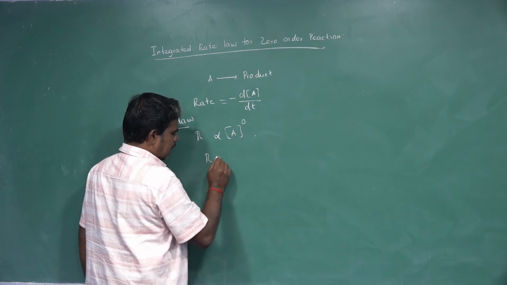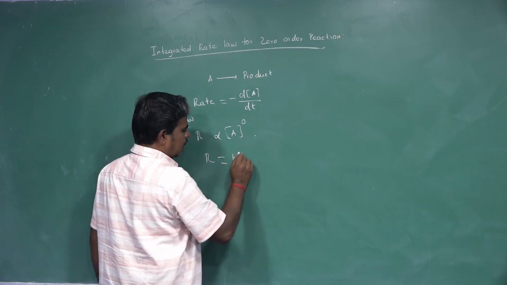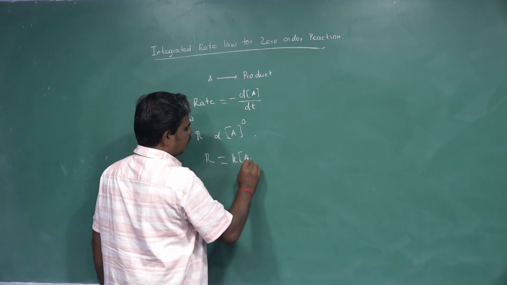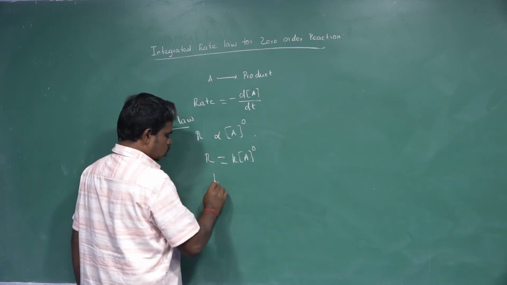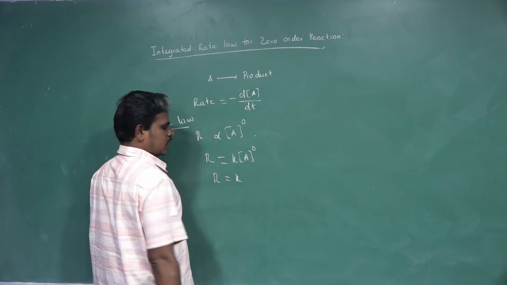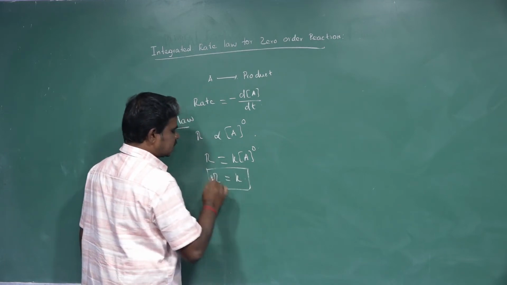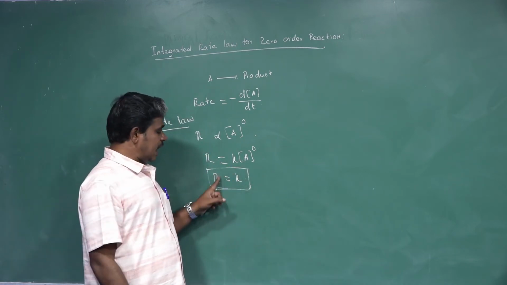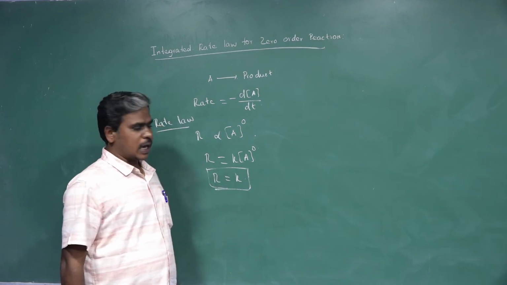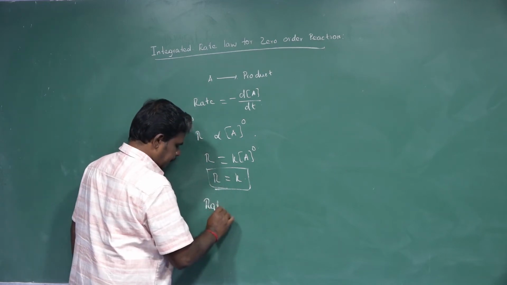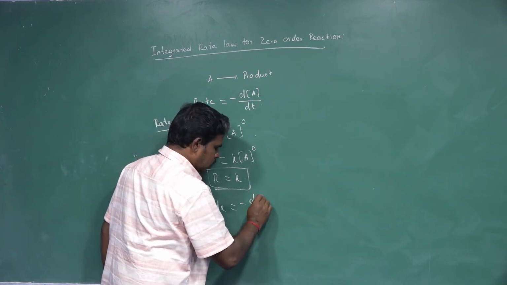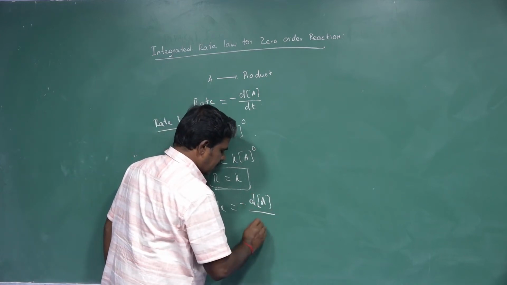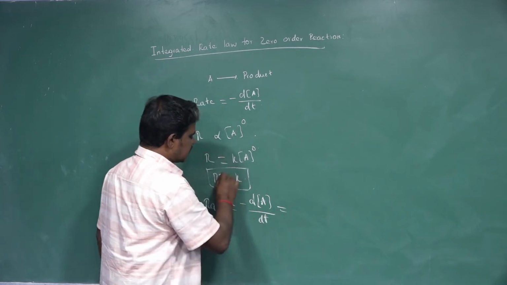So here rate is equal to k into concentration of A power 0. Anything power 0 is 1. So rate is equal to k. So for a zero order reaction, rate is equal to k, and rate is equal to minus d[A]/dt.